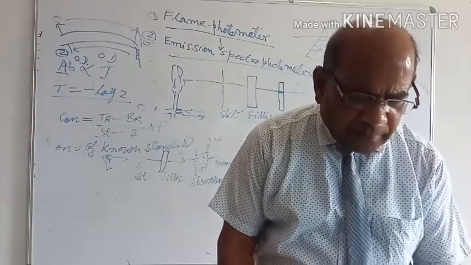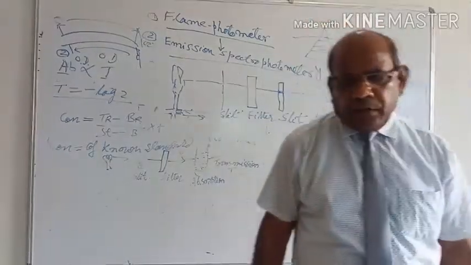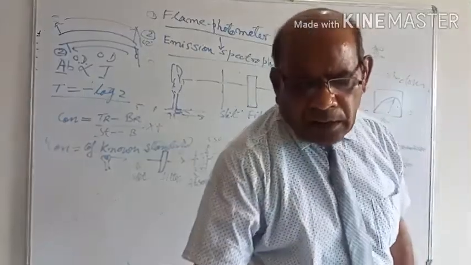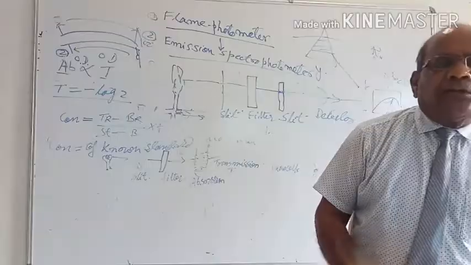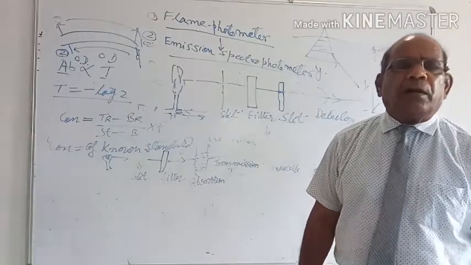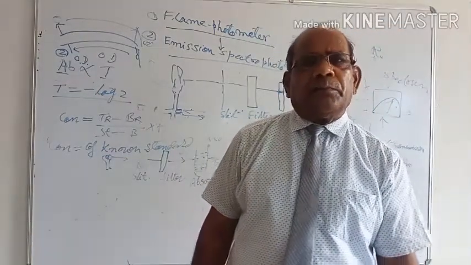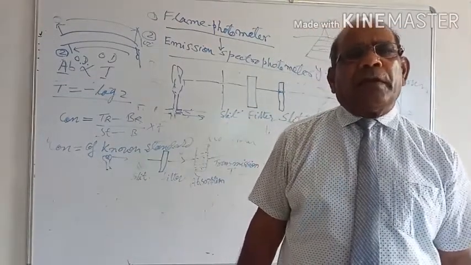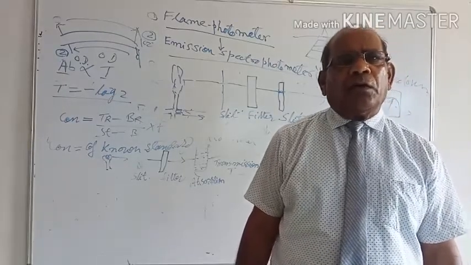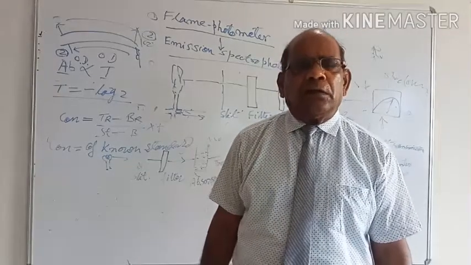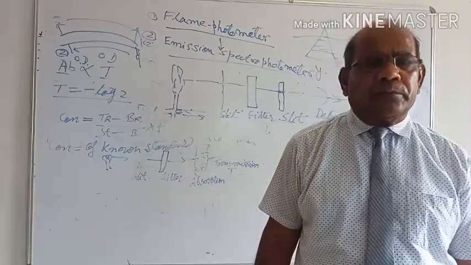So, my dear students, flame photometry, then spectrophotometry, then colorimetry, and then atomic absorption spectroscopy. These 4 chapters we have covered up till now. Regarding these 4 chapters, if you have any question, you are most welcome to clarify your doubts. I will try to make it easy again. Okay, thank you.